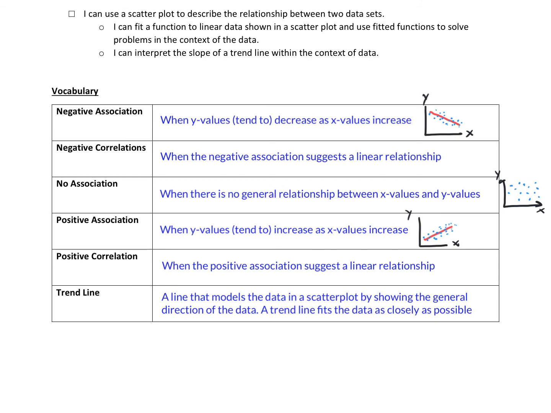A trend line is a line that models the data in a scatter plot by showing the general direction of the data. A trend line fits the data as closely as possible. So these red lines that I drew in, those would be considered trend lines. They are following the trend of the data, fitting as close to kind of the center of the trend as they can.